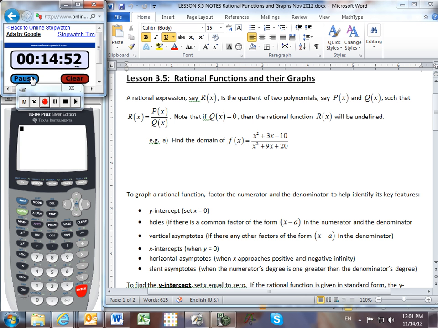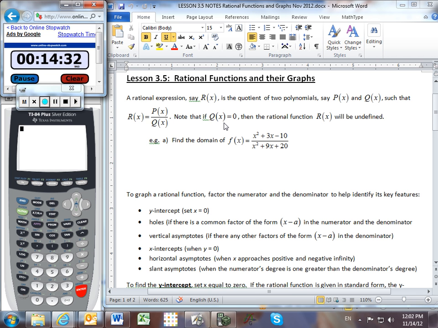Let's look at rational functions and how they can be graphed. A rational expression is just the quotient of two polynomials. So it's basically a fraction with a polynomial on the top and a polynomial on the bottom. And if the denominator was equal to 0, then of course the rational function would be undefined.